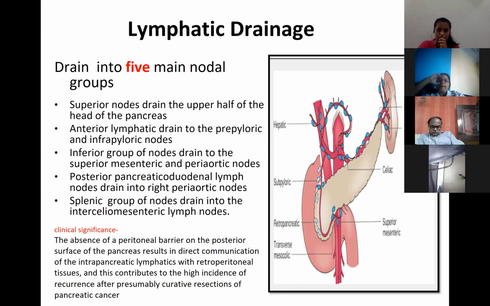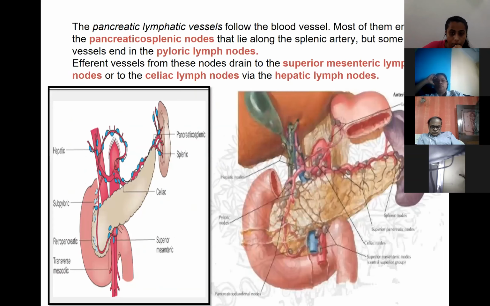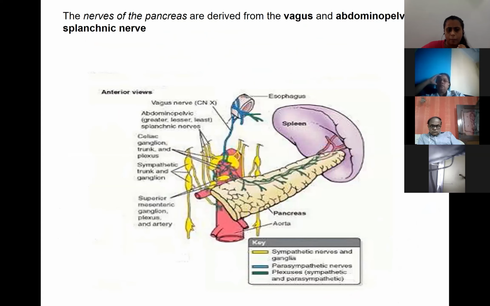Again, significance is the absence of the through lymphatics. Carcinoma of pancreas actually spreads to other parts of the abdomen. Then pancreatic lymphatic vessels also follow the blood vessels, and most of them end in the pancreaticosplenic nodes that lie along the splenic artery, but some vessels end in the pyloric lymph nodes.